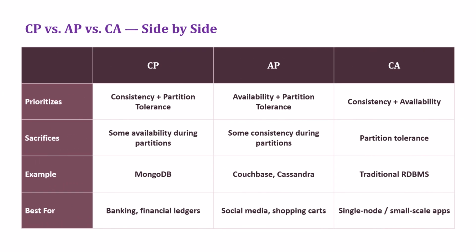Let's put all three side by side. CP systems, like MongoDB, sacrifice some availability to guarantee accuracy. AP systems, like Cassandra, sacrifice some consistency to guarantee uptime. CA systems, like traditional relational databases, assume a reliable network and prioritize consistency and availability, which only really works when partitions are rare or the system isn't distributed at scale.